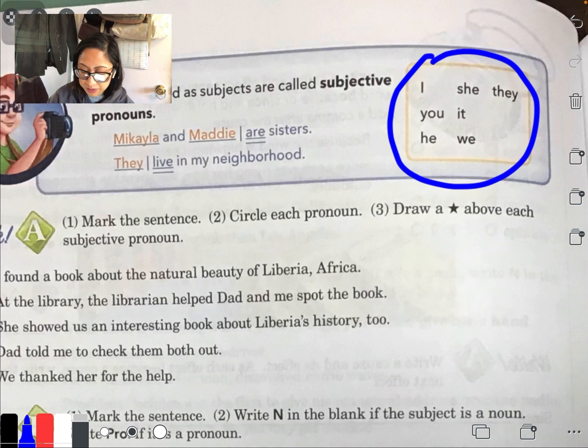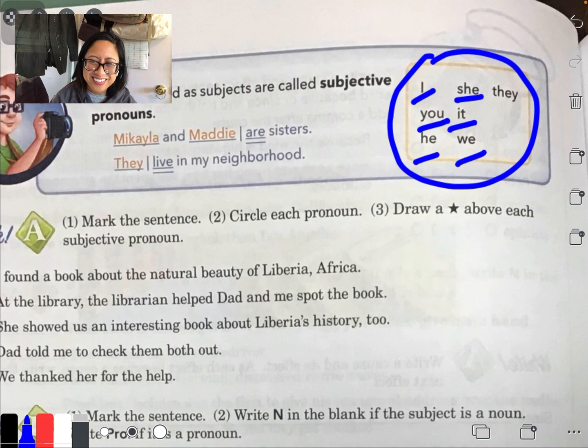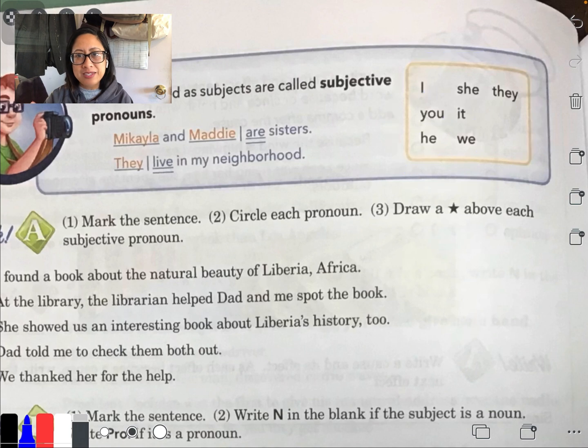So you can say something like, I like Oreos. You like Oreos. He likes Oreos. She likes Oreos. It does not like Oreos. We do not like Oreos. They like Oreos. So do you notice how I put that in the beginning of the sentence?